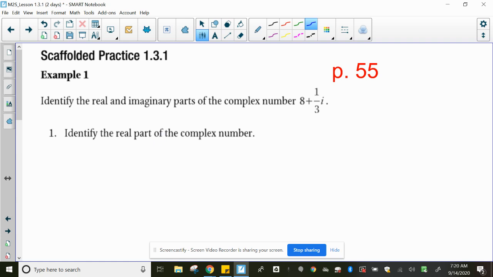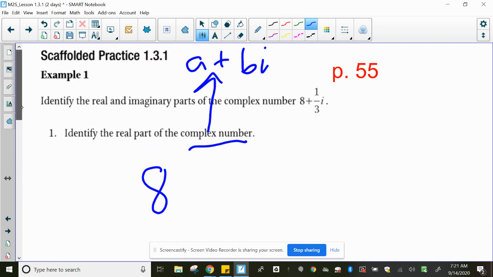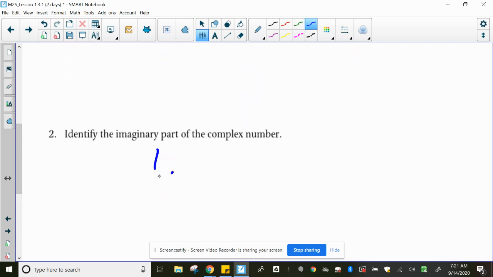First off, remember every complex number is in the form a plus b i, where a is the real component and b times i is the imaginary component. So here the real component would just be the number in front, 8. The imaginary component would be the part at the back, 1/3 i.